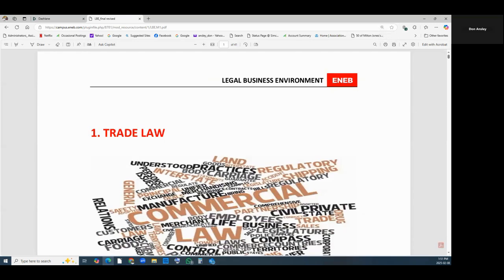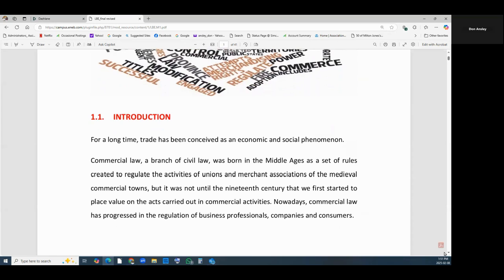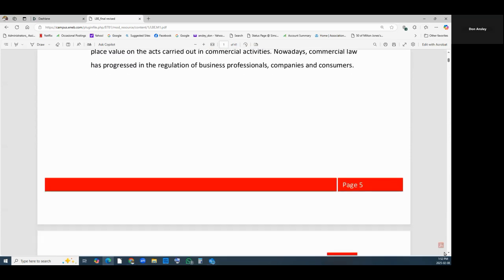Trade law. For a long time, trade has been conceived as an economic and social phenomenon. Commercial law, a branch of civil law, was born in the Middle Ages as a set of rules created to regulate the activities of unions, merchant associations of the medieval commercial towns, but it was not until the 19th century that we first started to place value on the acts carried out in commercial activities. Nowadays, commercial law has progressed in the regulation of business professionals, companies, and consumers.